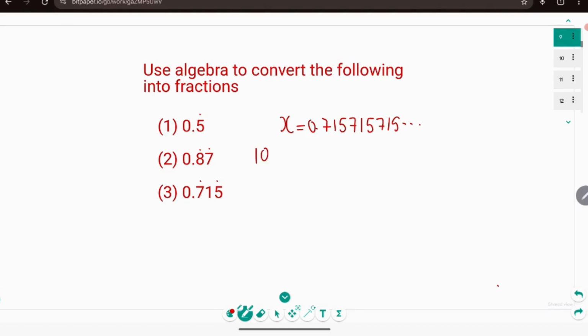Multiply by 1,000 because it's triple digit. 1000x at the top.